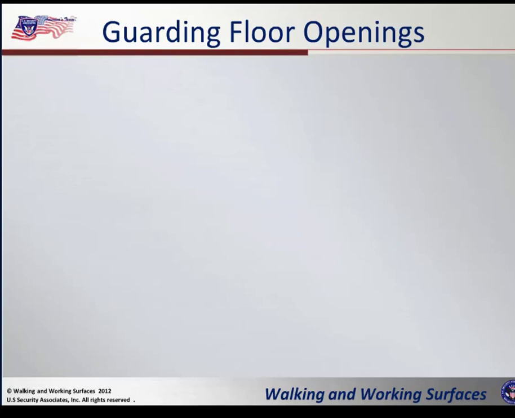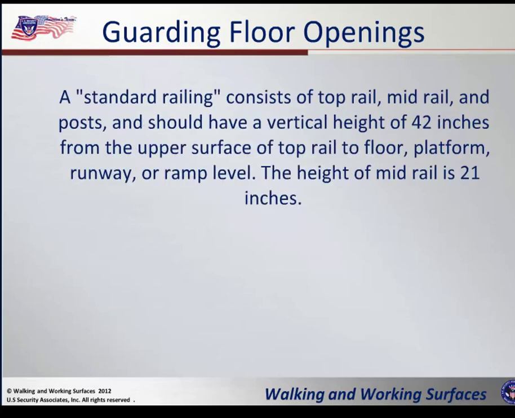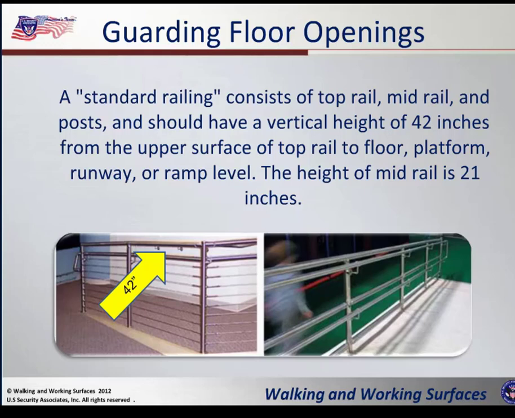Now let's talk about a railing, okay, because there are actually specifics that you need to know about a railing. The standard railing consists of a top rail, a mid rail, and a post. Now, when we're talking about these, the top rail has to be at 42 inches from the surface of the floor, and the mid rail has to be at least 21 inches, okay? So the top rail is 42 inches, the mid rail is 21 inches.